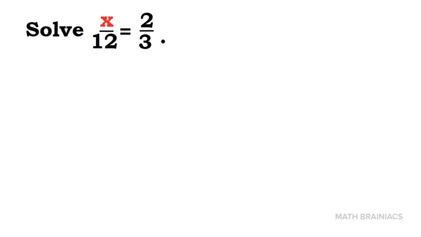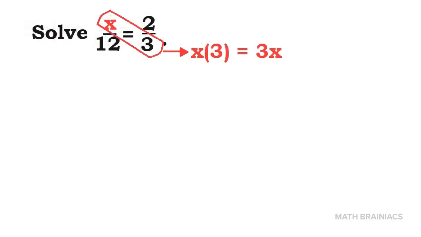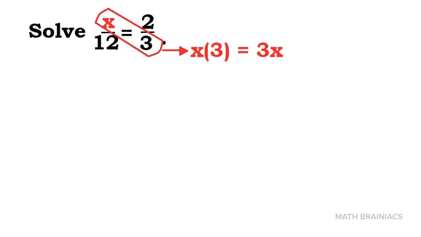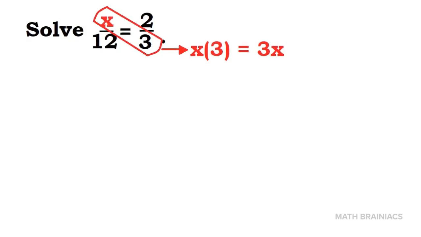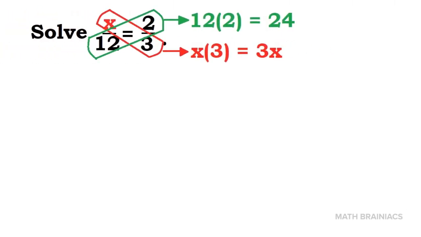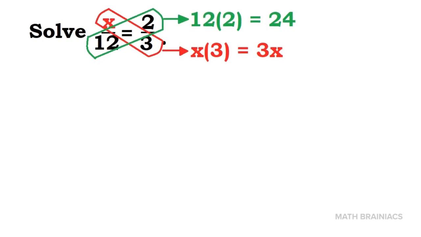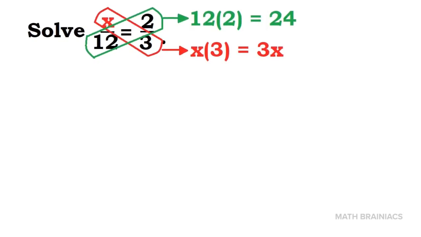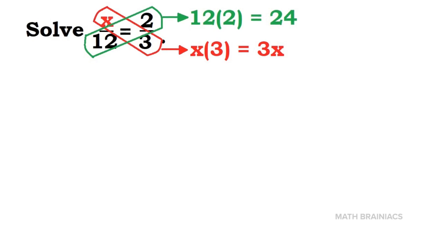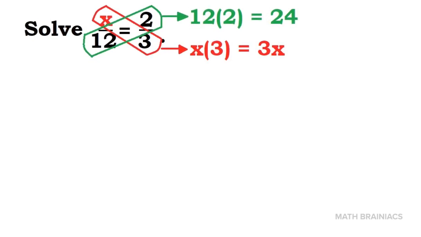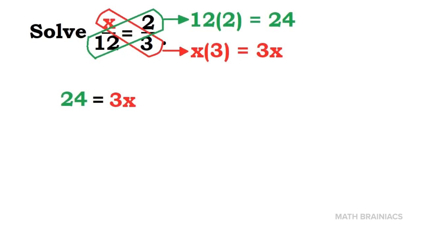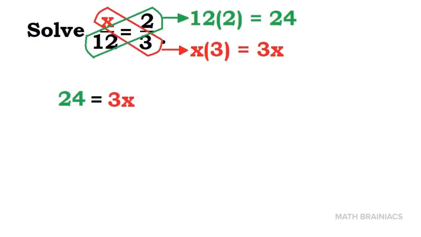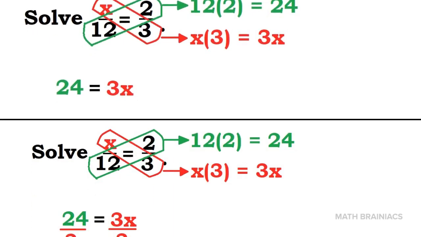Solve x/12 is equal to 2/3. We are going to apply the cross product or cross multiplication, the numerator of the first fraction with the denominator of the second fraction. So in this case, it is x times 3, which will give us 3x. Eventually, we're going to multiply the denominator of the first fraction with the numerator of the second fraction. So, it will be 12 times 2, which will give us 24. Since the two fractions are equivalent, we're going to write 24 is equal to 3x.